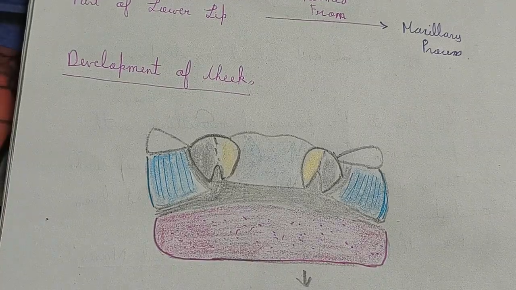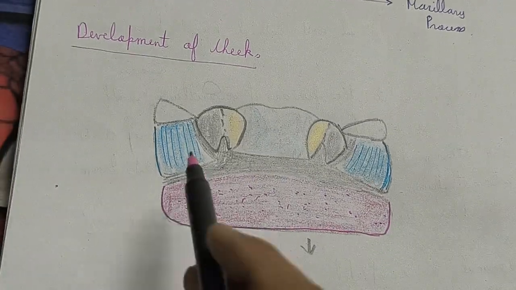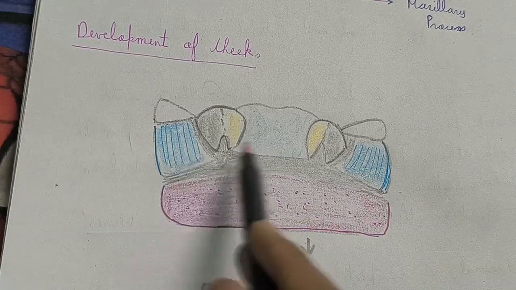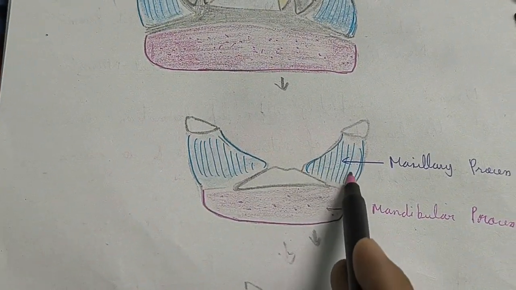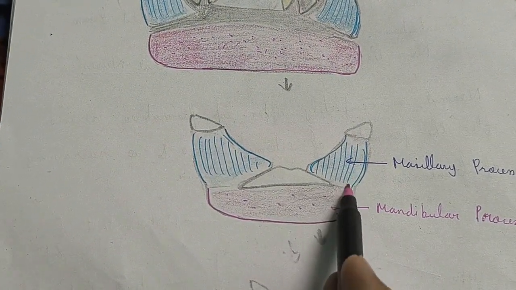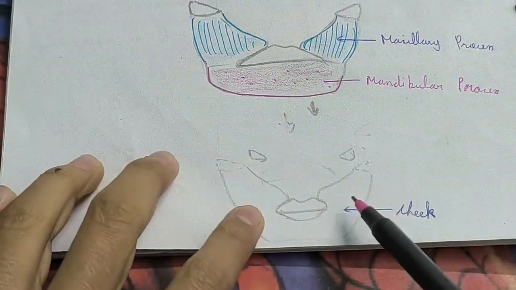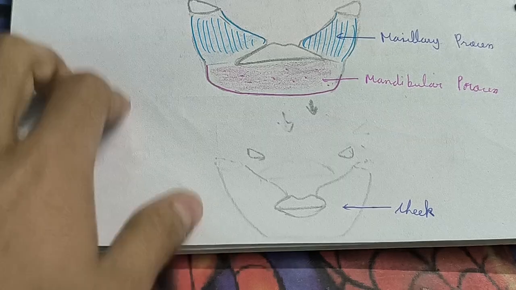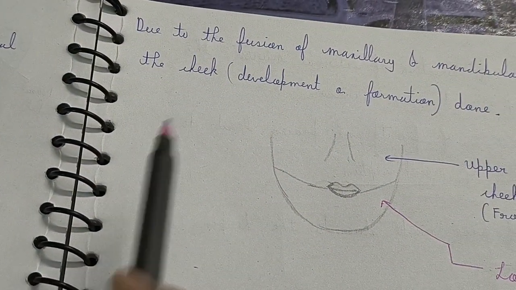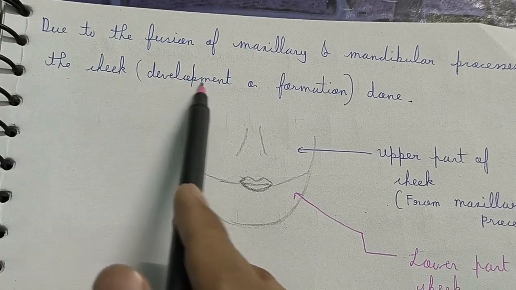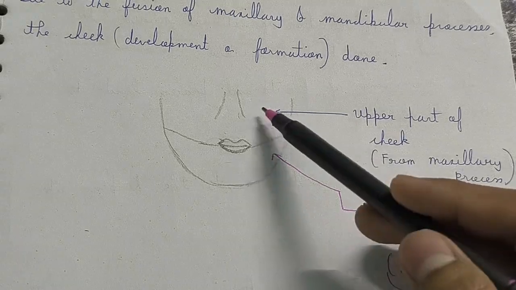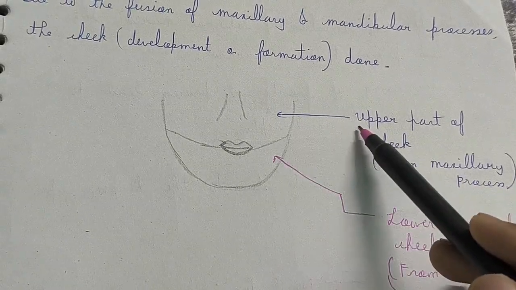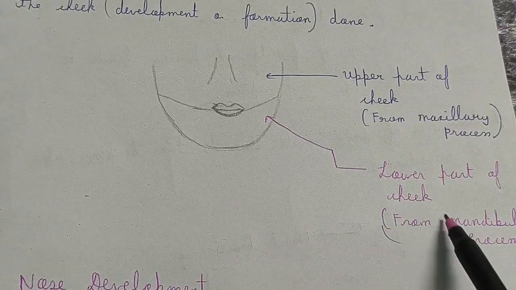Now I want to discuss the development of the cheek. Before the cheek development, the maxillary and mandibular processes don't fuse, but slowly as the fusion between the maxillary and mandibular processes occurs, and finally after the complete fusion of both these processes, cheek formation occurs. So I have written that due to the fusion of the maxillary and mandibular processes, the cheek is formed. This is the upper part of the cheek and this is the lower part. The upper part of the cheek is formed from the maxillary process, and the lower part from the mandibular process. That's all about the cheek development.